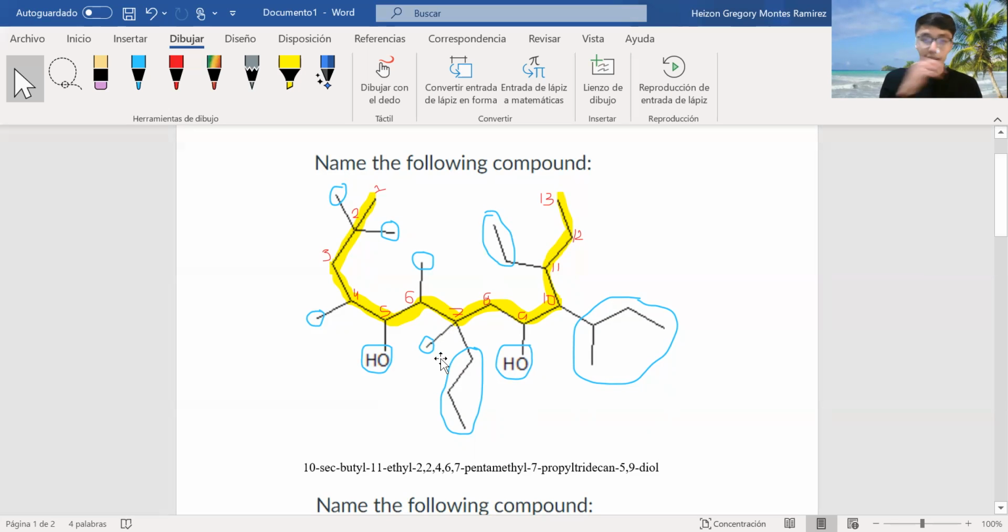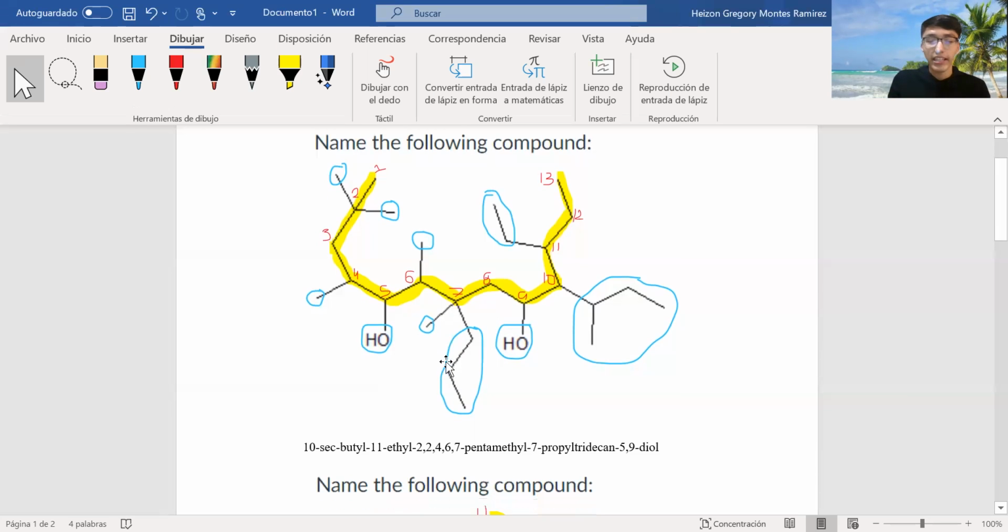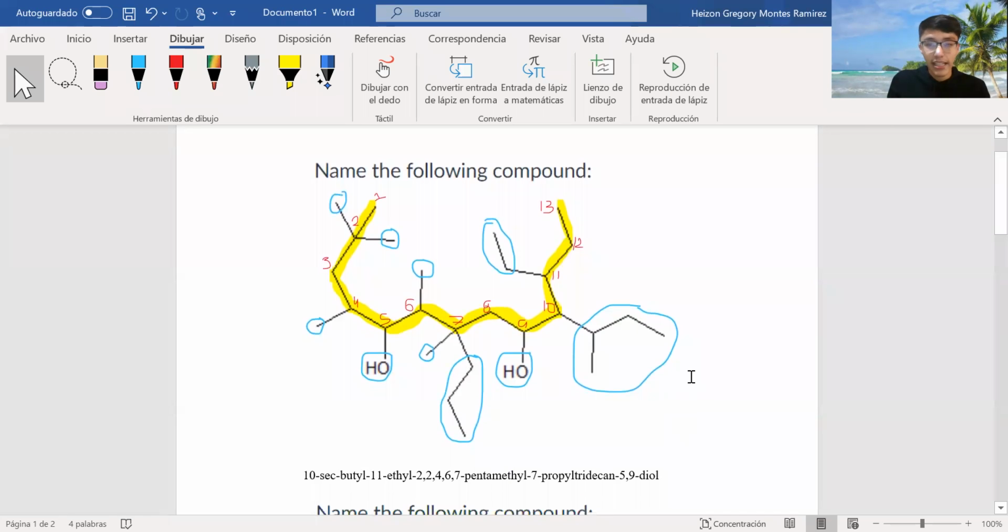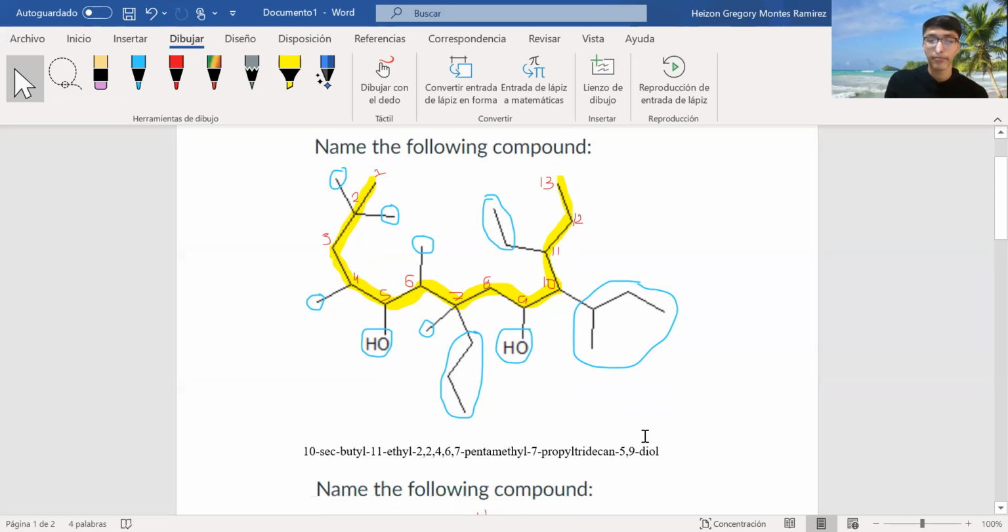Then we identify the rest of the branches. So finally, the name is 10-sec-butyl, 11-ethyl, 2,2,4,6,7-pentamethyl, 7-propyl, 3-decane, 5,9-diol. We named it by alphabetical order. And finally, the important part, which are the alcohols.